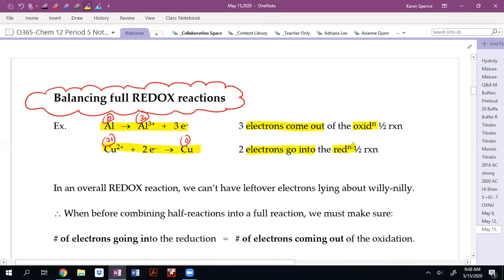Now I can actually put aluminum together, aluminum solid, aluminum 0, and I can put it together with copper 2+, which would be in solution, aqueous. And I would do a demo of this if we were at school, and maybe if I'm really clever, I'll find a video of it for you and post it with the assignment.